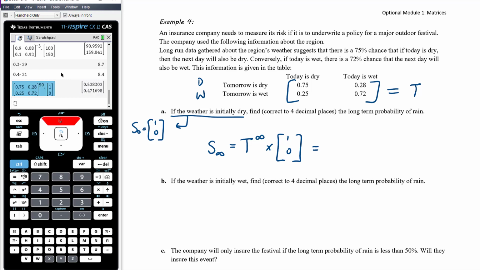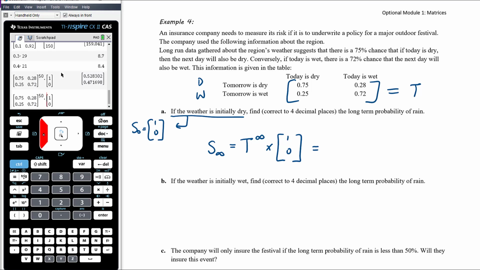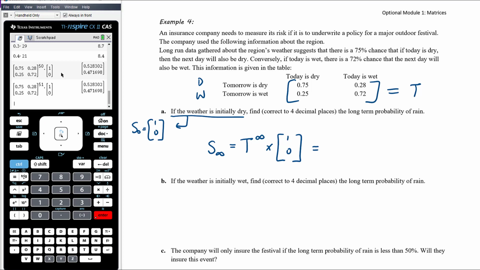And just to check that I've actually reached the steady state, I'm also going to see what happens after 51 transitions. And yes, we can see they're the same, and so this is definitely the steady state. We want correct to 4 decimal places, so it is 0.5283 and 0.4717.